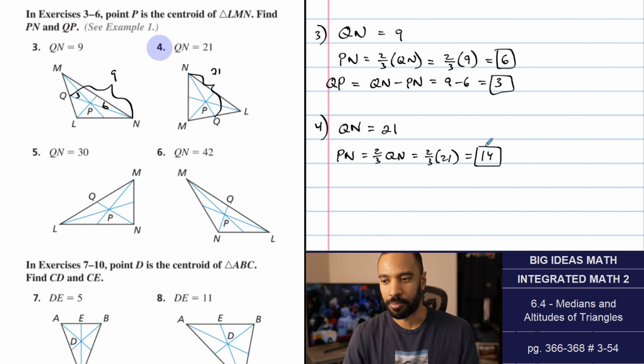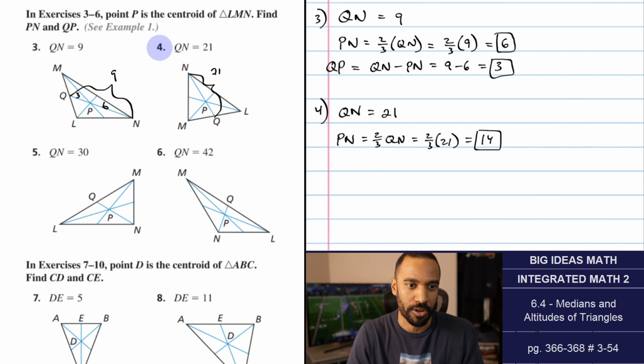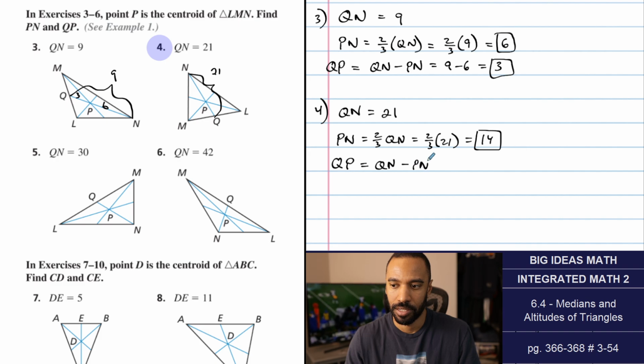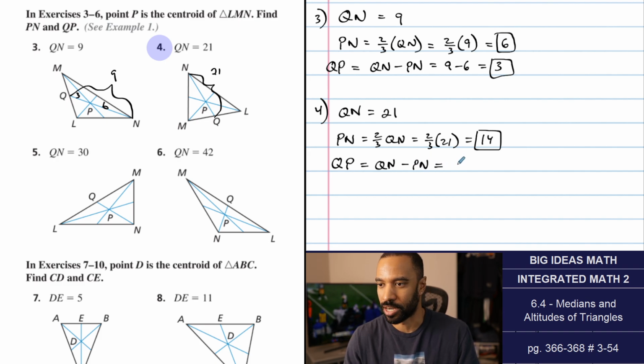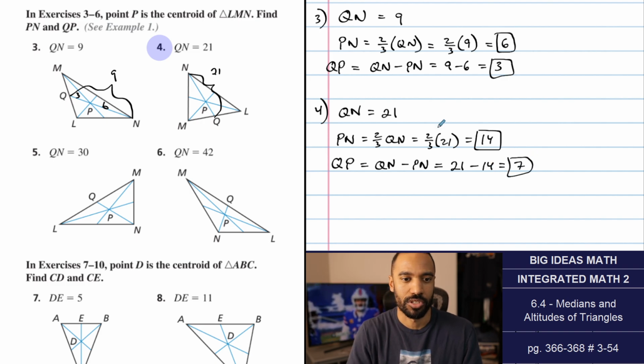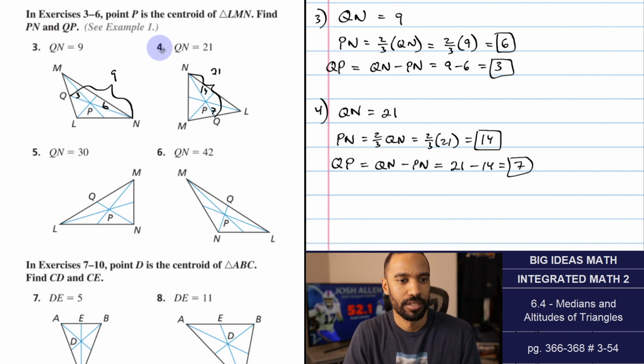Now, if you're unaware of how I'm doing that, I'd rather you do the division first. 21 divided by 3 is 7. 7 times 2 is 14. It's easier to work with smaller numbers than larger numbers. That would also help answer the next one. QP should be 7. Let's double check that through subtraction. QN minus PN. After this, I'm not going to write that actual subtraction if I can help it. That's going to give you 7. So the whole thing's 21, here we got 7, and here we got 14. Good little practice on those.